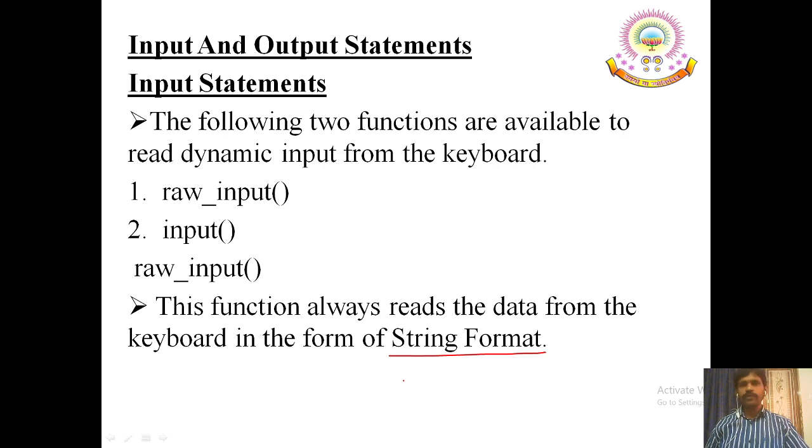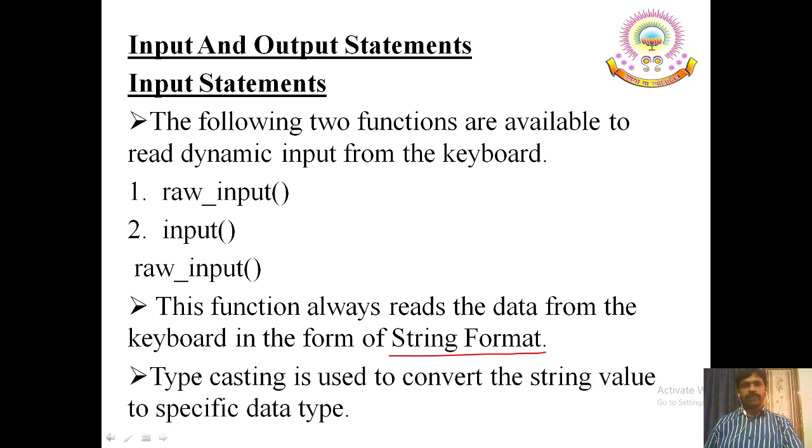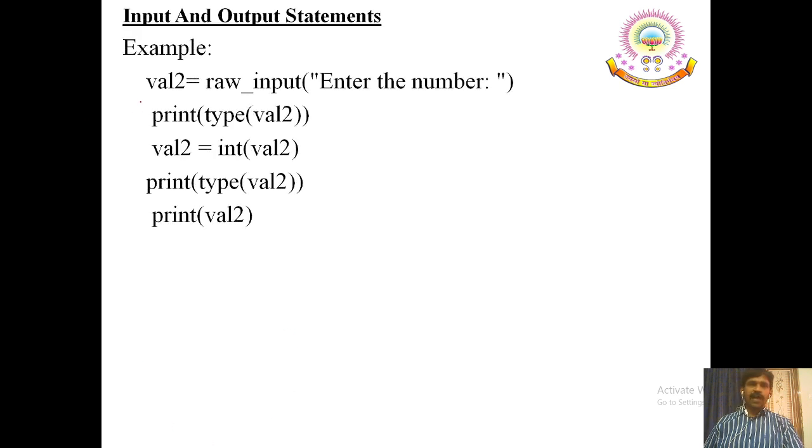Whether it is a numeric value, a float value, a character value or a string value, date, boolean, anything is automatically collected as type string only. To use it for our own purpose, we have to convert or typecast that value. Typecasting is used to convert the string value to a specific data type. Example: value2 is equal to raw_input of 'enter the number'. This is the message shown to the user.